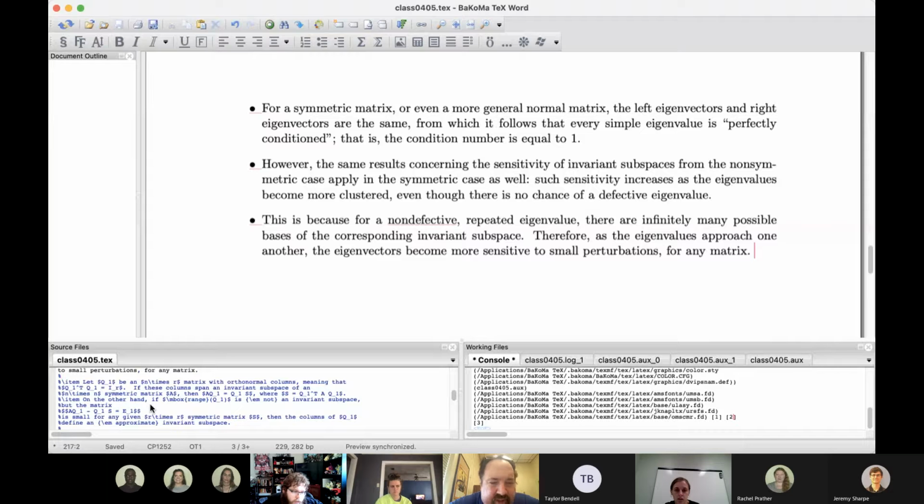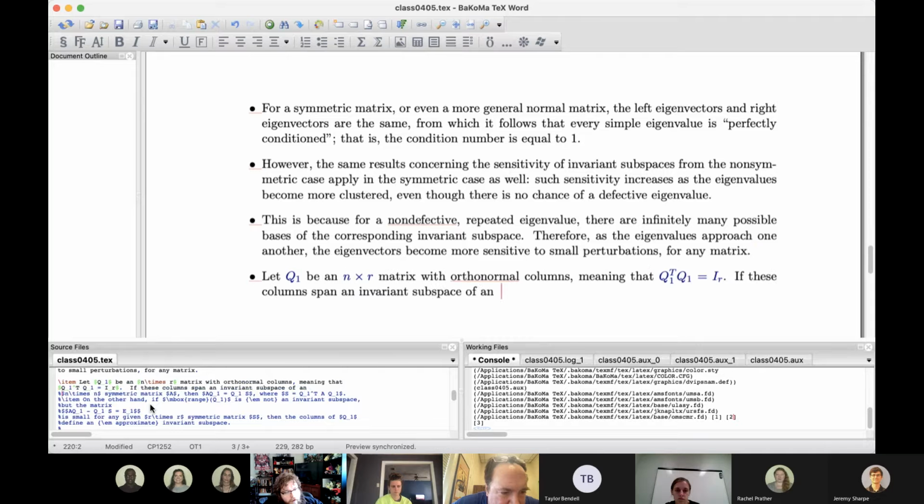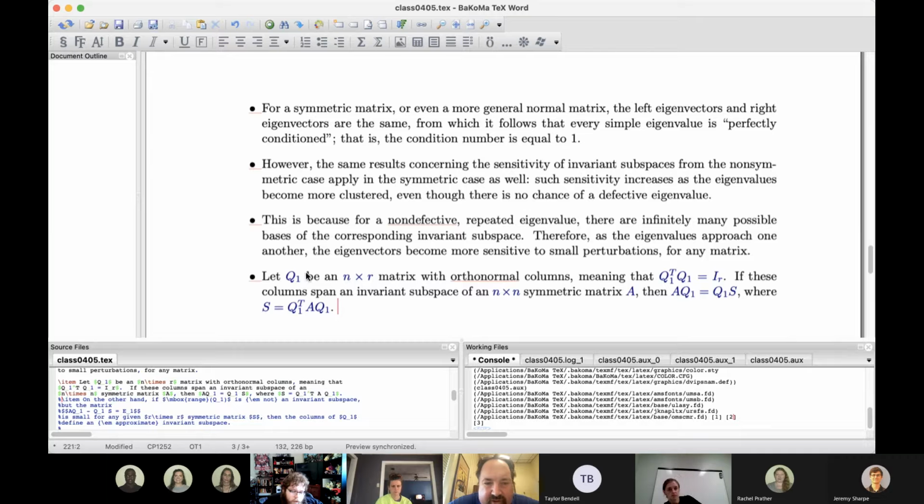So what can be said about how much an invariant subspace changes when a matrix is changed? Okay, so suppose we have this matrix Q1 with R columns. So it's a rectangular matrix. It's tall and thin, so R would be less than N. It has orthonormal columns, so we have this relationship here.